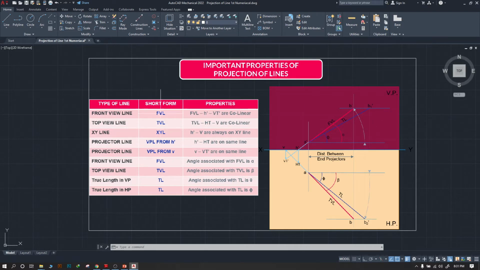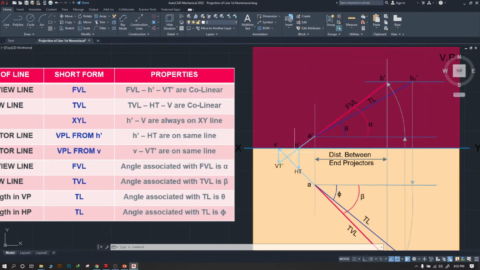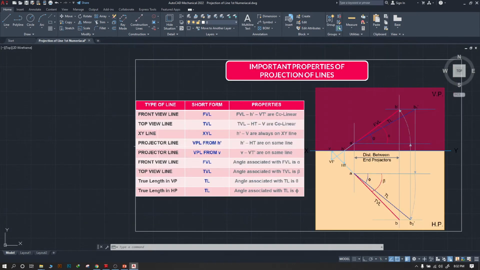XY line, the short form is XYL, and property is that h dash and v are always on the XY line. So here it is on the XY line at the center of the diagram, h dash and v are always on the XY line. Third, projector line, that is vertical projector line from h dash. The property is that h dash and ht are on the same vertical line. Similarly, vertical projector line from v, v and vt dash are on the same line.